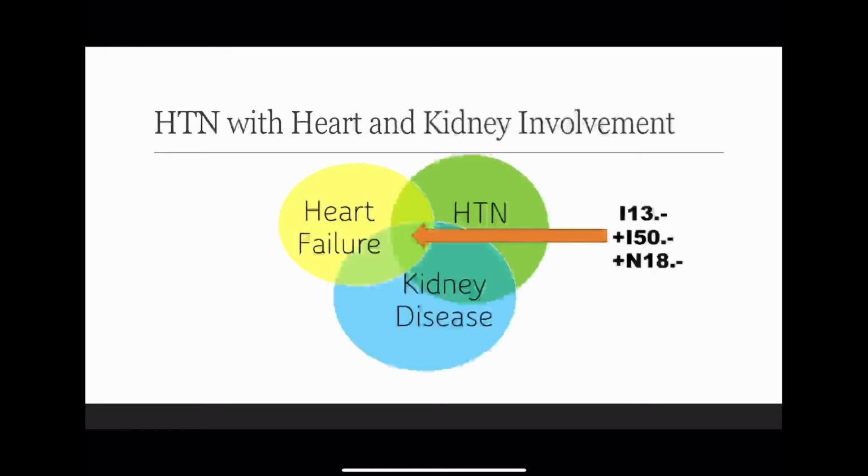All right, but what if we had a combination of 3 things, hypertension with heart failure and kidney disease? Well, if we had that going on, we would be using a code from the I13 series to indicate the hypertensive part, and then we would need our I50 code for the heart failure and our N18 code for the kidney disease. Well, let's see what that looks like.